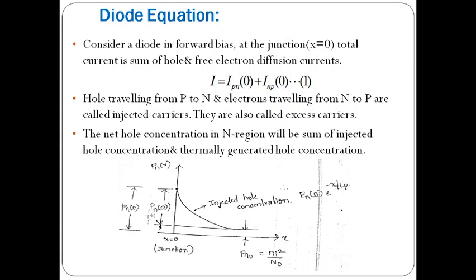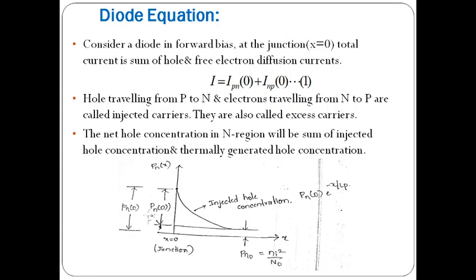Holes traveling from P to N and electrons traveling from N to P are called injected carriers. They are also called excess carriers.